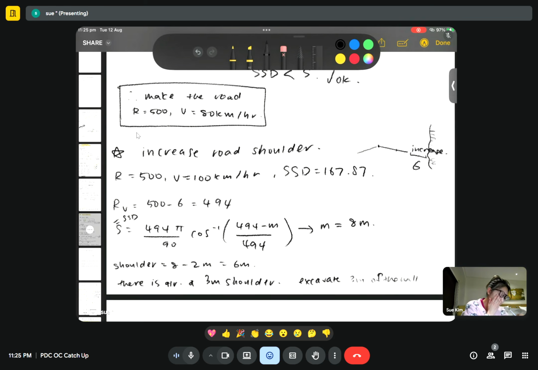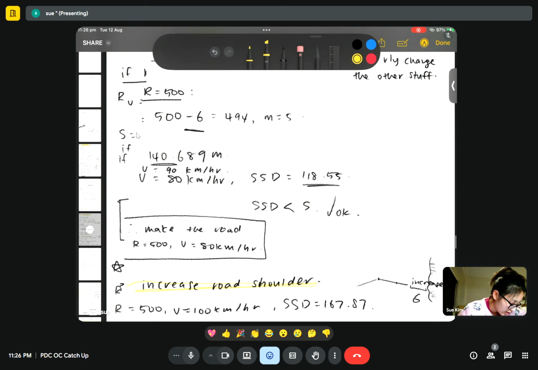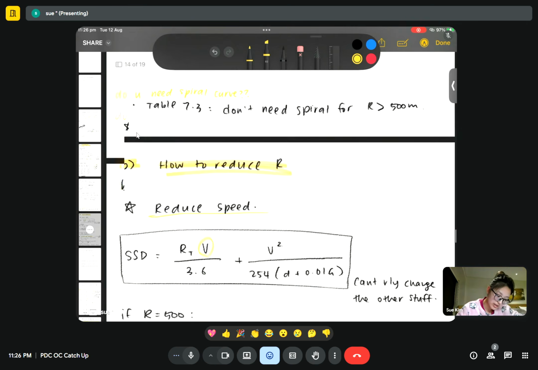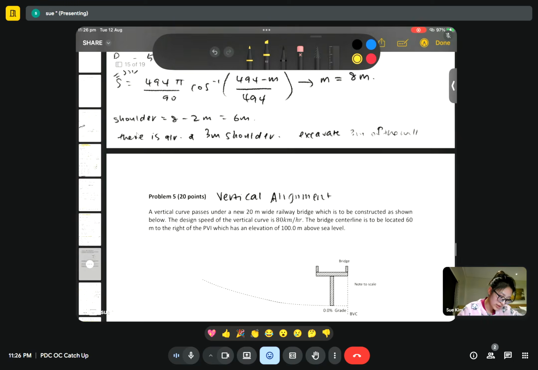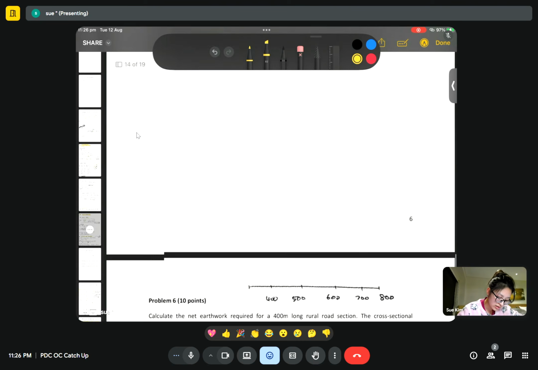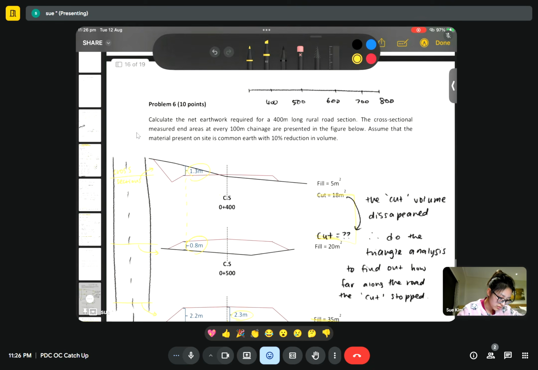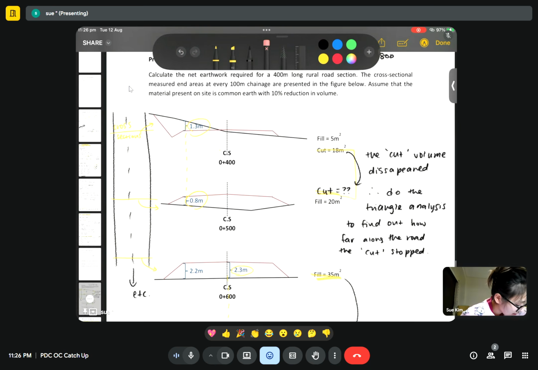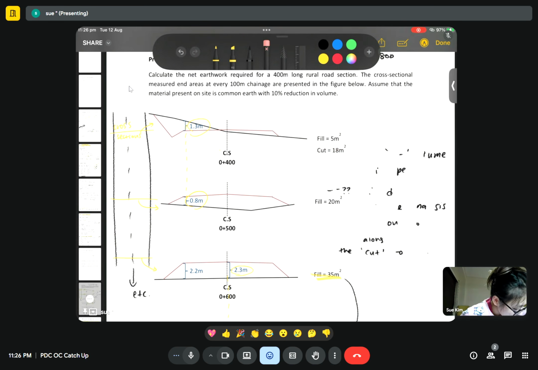Okay, so that's the 2 methods you can use to reduce the speed. To reduce the radius on the road, you can increase the road shoulder or reduce the speed. And I've supported it with calculations. Okay, let me just quickly rub this out. Sorry, forgot to do that.